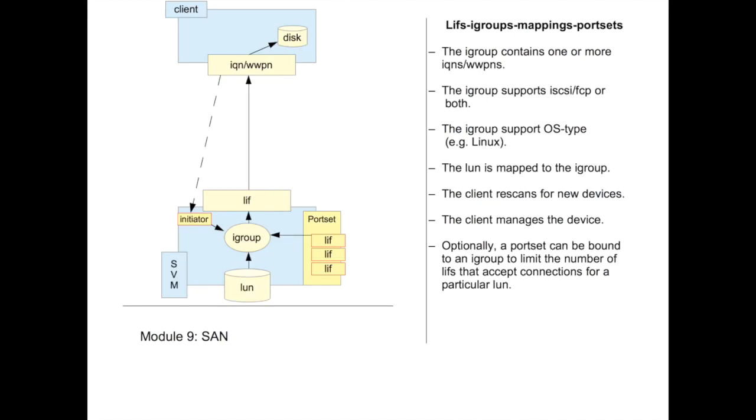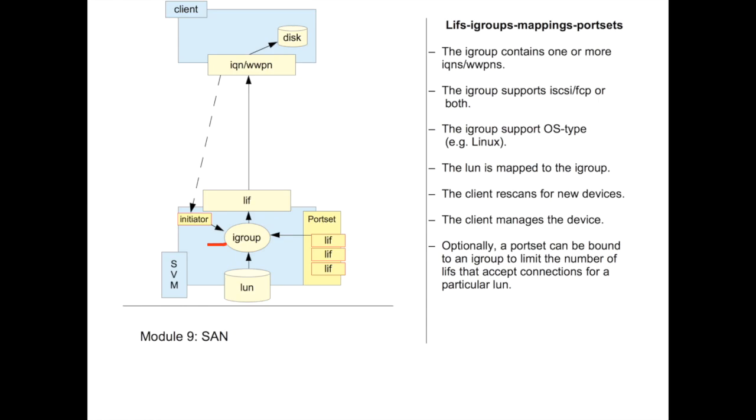Now let's have a look at iGroups. The iGroup, or initiator group, is in fact the hub of the entire SAN environment in the storage virtual machine. What you do is, after the initiator has logged in, the LUN that is mapped to the iGroup will be a device on the client because of the fact that the initiator is in the iGroup. So you create an iGroup, then you fill the iGroup with one or more initiators, and then you will map the LUN to the iGroup.